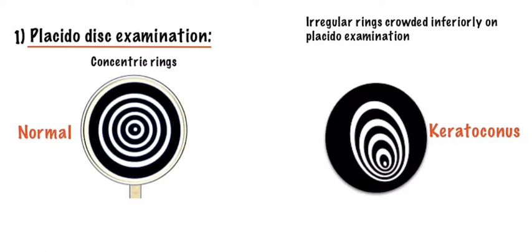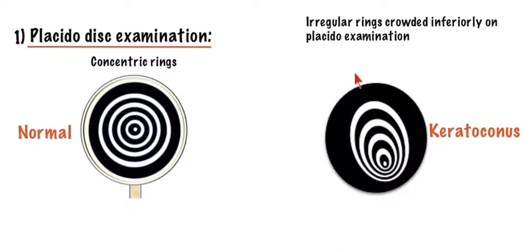In case of keratoconus, there is obviously an abnormality in the surface. The surface itself has become from dome shaped to cone shaped. So there will be irregularity which will be shown in the placido disc like this in keratoconus. In the normal eye, you can see the rings are concentric. The rings have equal spacing between them and they are all concentric.